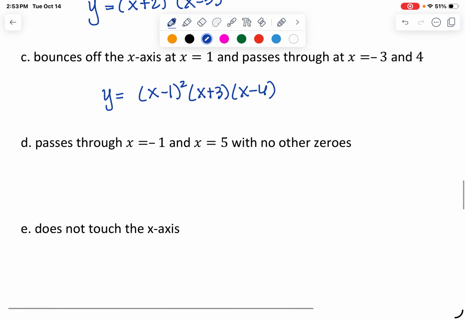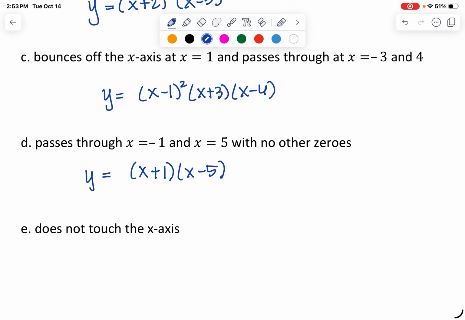Next one passes through at x equals 1. Oh my gosh, x equals -1, so x plus 1 is a factor. And then 5, so x minus 5 is a factor. And then no other zeros. So notice right now I just have a quadratic. If I want it to be a quartic, I have to get 2 more zeros. They're going to have to be imaginary if I don't want any real zeros. So I'll use my x squared plus 3 again.